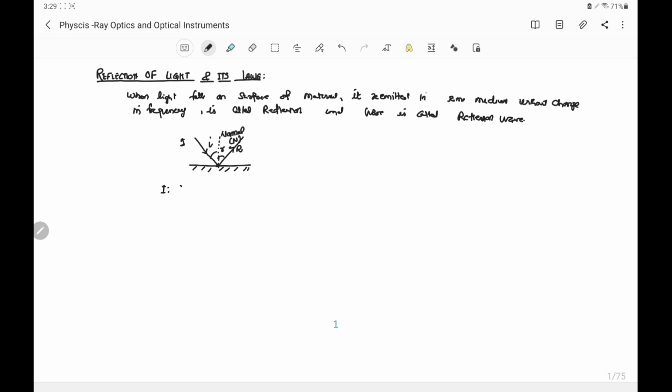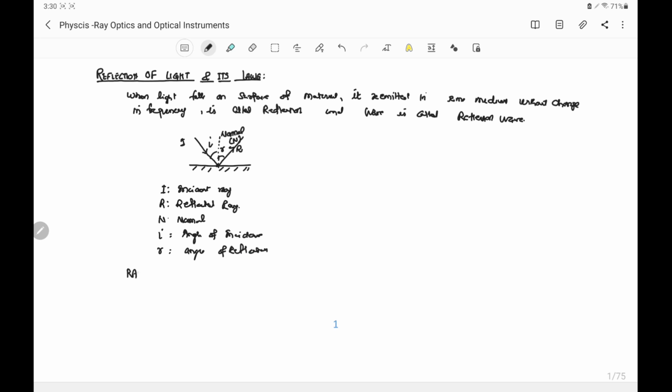So I is the incident ray, R is the reflected ray, N is the normal, i is the angle of incidence, and r is the angle of reflection.